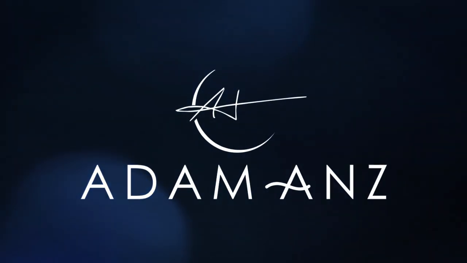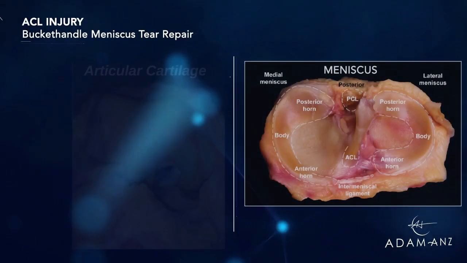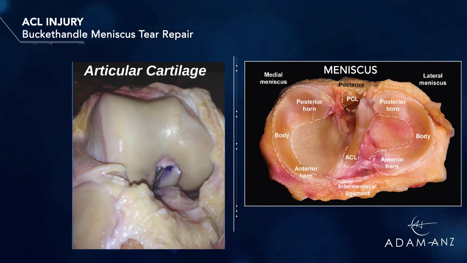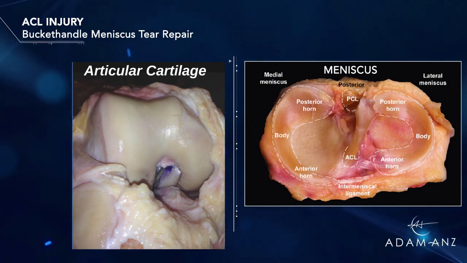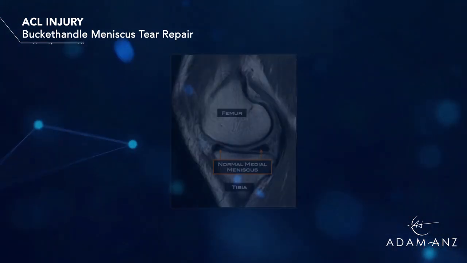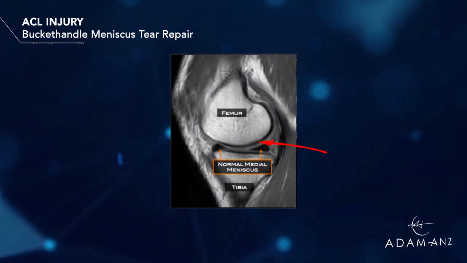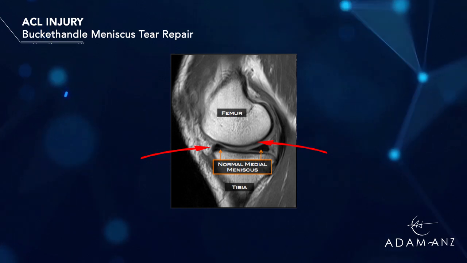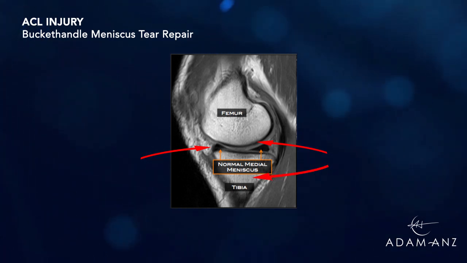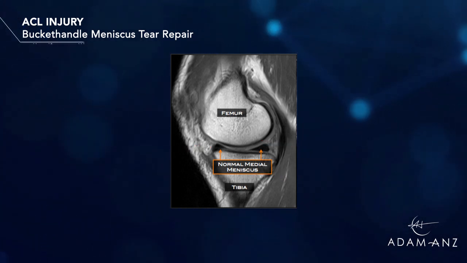This is a case example of a Buckethandle meniscus tear. The meniscus and the cartilage within the knee fit together, kind of like a puzzle. An MRI is the best way to see that puzzle all together. As you can see, the end of the femur bone becoming cartilage, the meniscus tissue in between, the next layer of cartilage on the tibia, and the tibia bone.